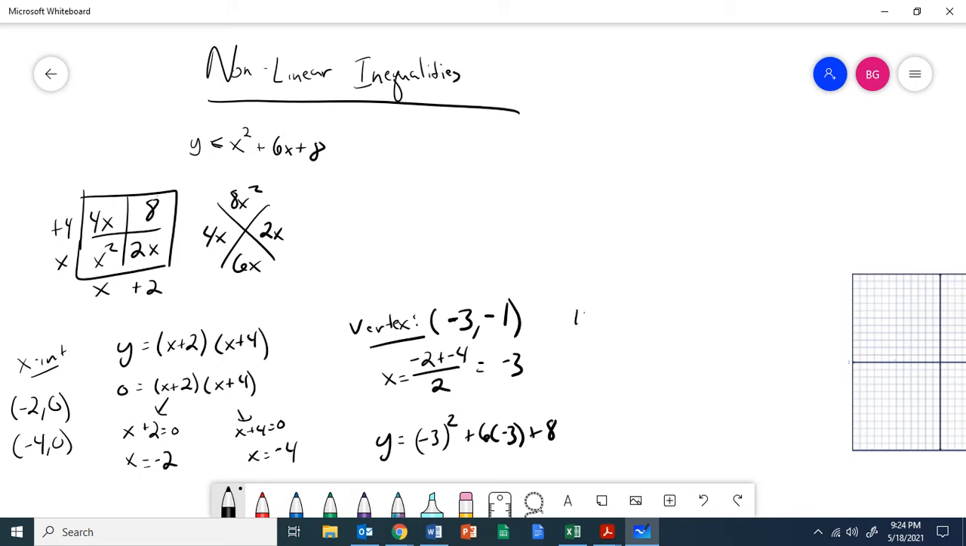Then the last one we need to find is our y-intercept. To find the y-intercept, remember, put 0 in for x.